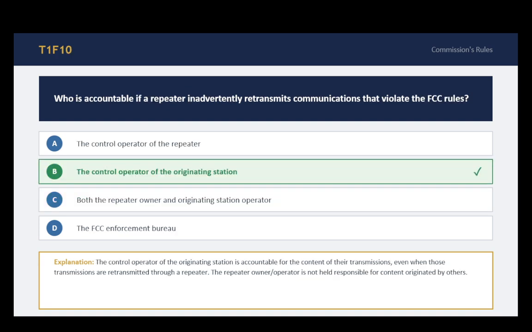Who is accountable if a repeater inadvertently retransmits communications that violate the FCC rules? B. The control operator of the originating station. The control operator of the originating station is accountable for the content of their transmissions, even when those transmissions are retransmitted through a repeater. The repeater owner-operator is not held responsible for content originated by others.